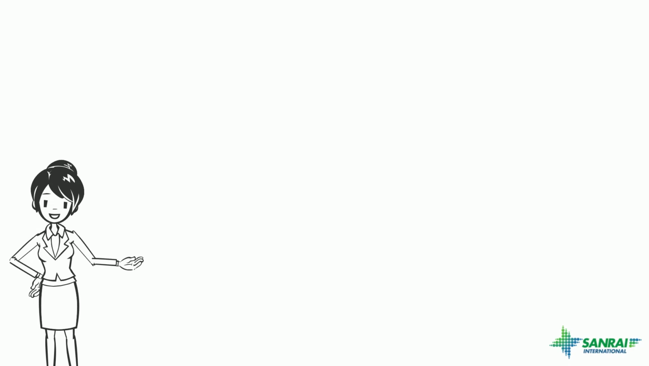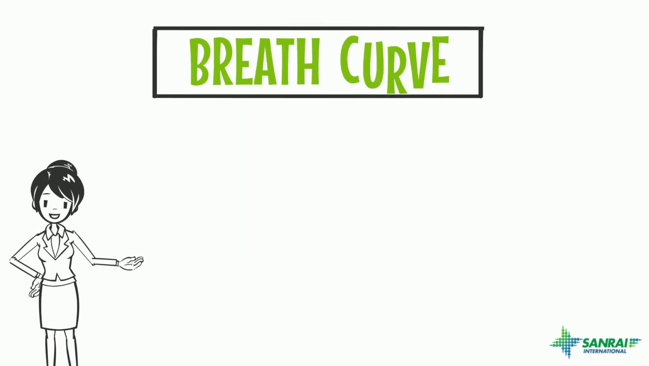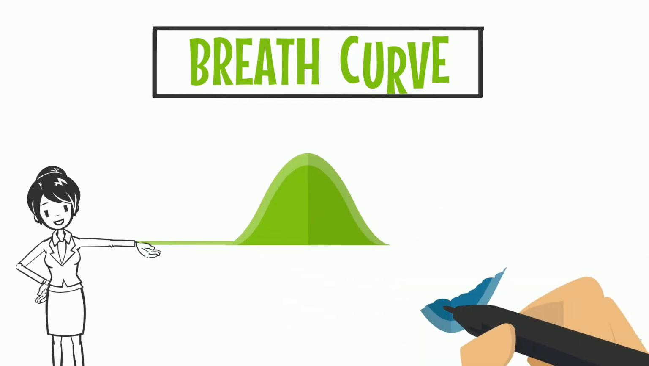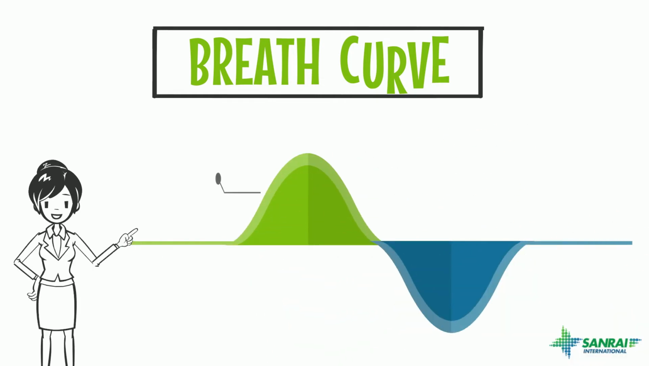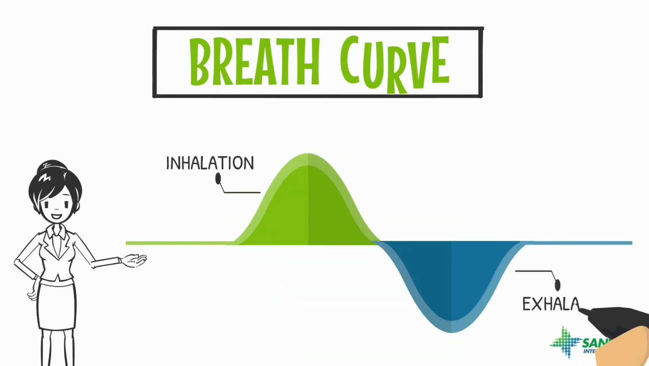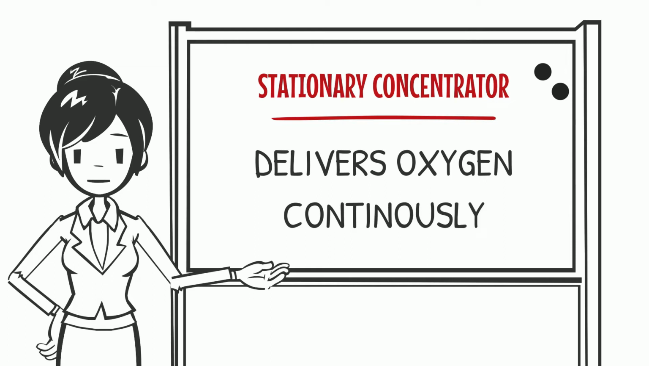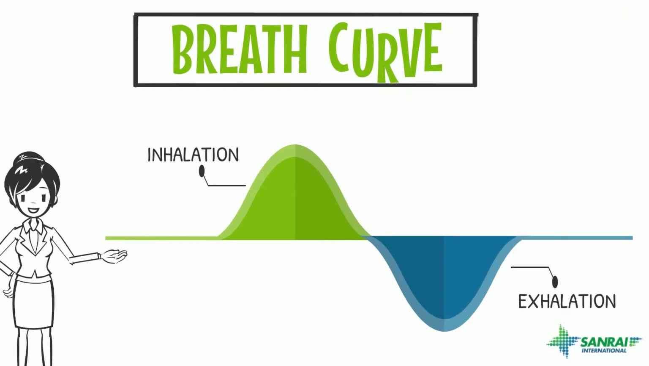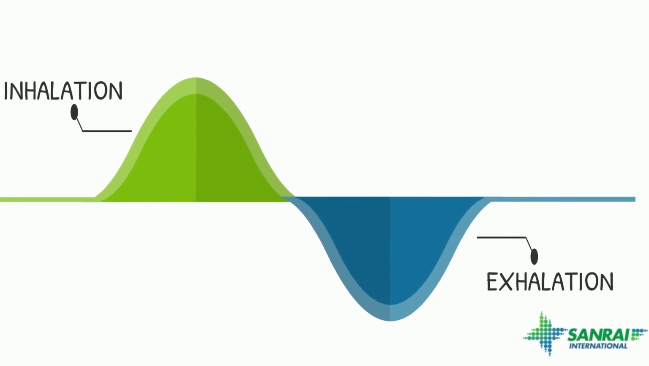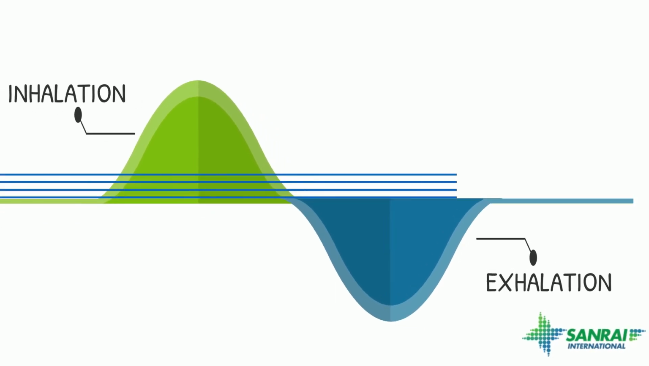Okay, so let's start with drawing a breath curve. A normal breath curve has dead time, then inhalation, and exhalation. So over here is our inhalation, and over here is our exhalation. What a stationary concentrator does is it delivers oxygen continuously, as we said. It does not matter when you are inhaling or exhaling. Stationary concentrators have constant airflow during the time of inhalation, exhalation, time that you're talking, etc.